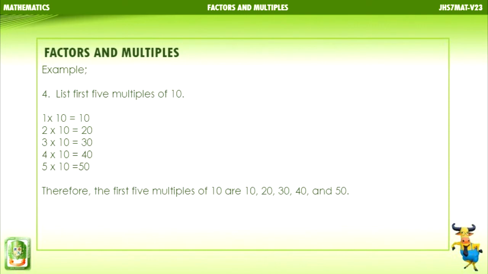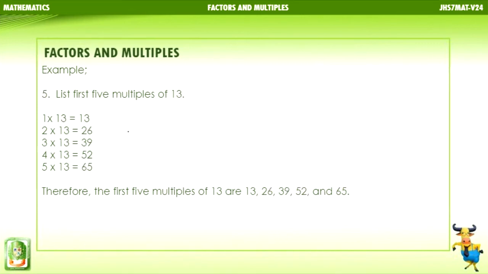4. List the first 5 multiples of 10. Then the first 5 multiples of 10 are 10, 20, 30, 40, and 50. 5. List the first 5 multiples of 13. We multiply the counting numbers 1, 2, 3, 4, 5 to the given number 13. The first 5 multiples of 13 are 13, 26, 39, 52, and 65.